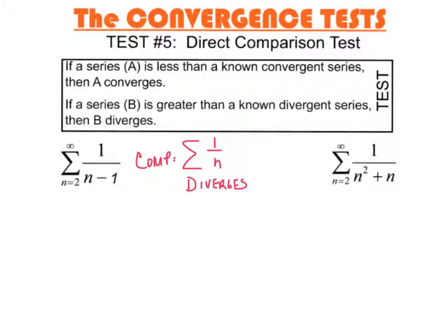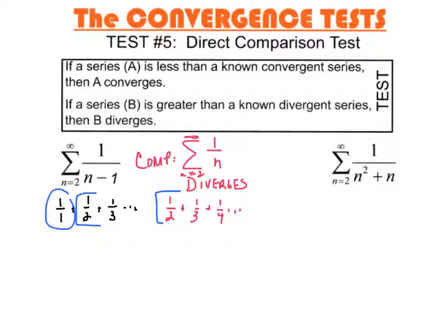Let's think about, from 2 to infinity, some terms here. So 1 over 2 minus 1, so we got 1 over 1, plus 1 over 2, plus 1 over 3, and so on. Whereas this comparison series, I'd have 1 over 2, plus 1 over 3, plus 1 over 4, and so on, starting at 2, just like the other one did, and going to infinity. Well, if you look at these two, they do have a lot of like terms, but this has the 1 in front.